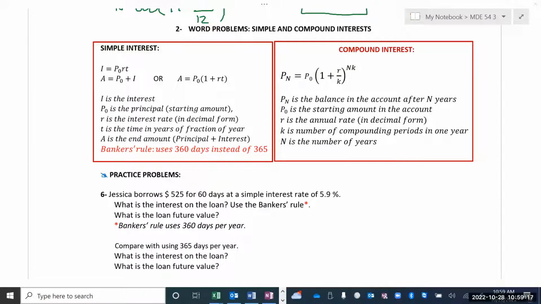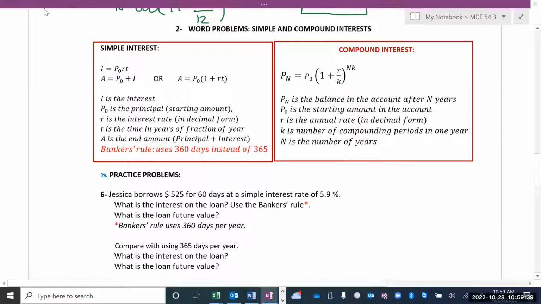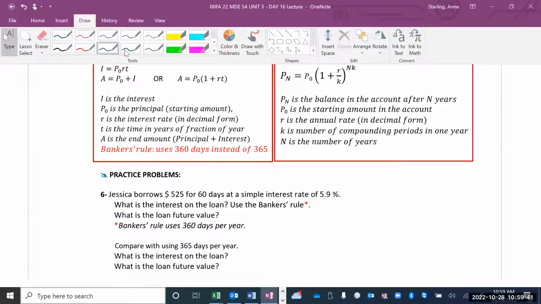All right, so here is the rest of day 16. For video 2, I'm going to go over simple and compound interest, an example problem, and then post the key so that you can go through and look at those answers. I encourage you to work through the problems and see how you're doing with them. You do not turn in your notes for me.